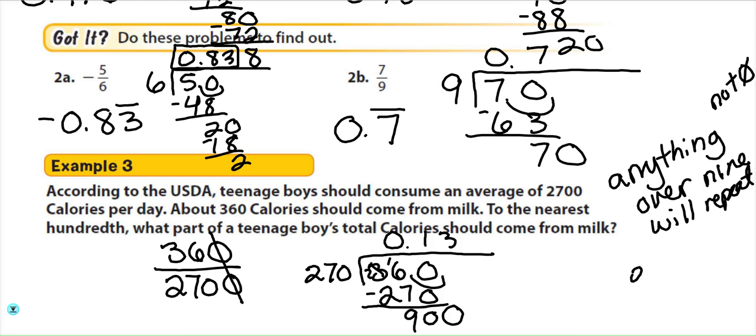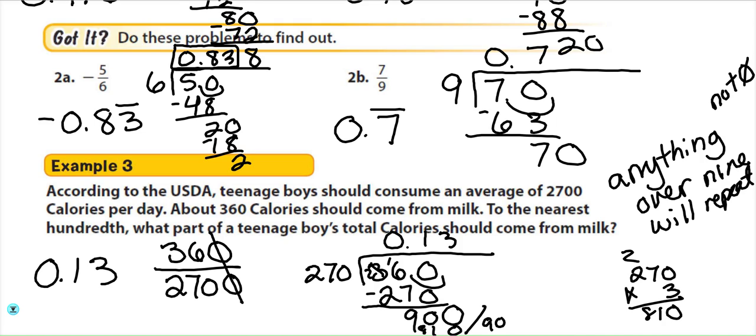I'm not sure what that is off the top of my head. 8.10. Okay, so when I subtract that, I'm going to be left with 90 again. So it's just going to keep repeating. From there it's going to keep repeating. So for this one, it would be 0.13 repeating.